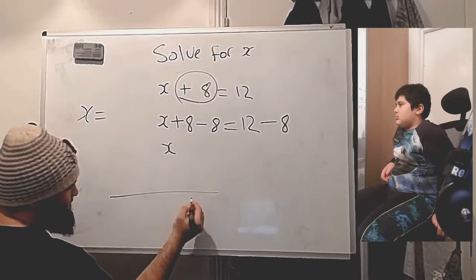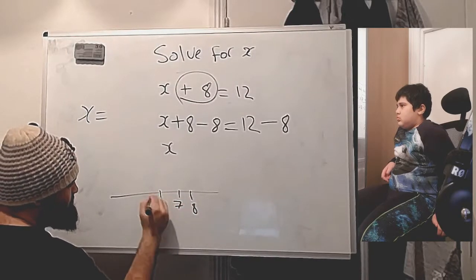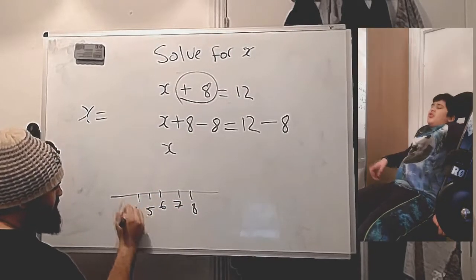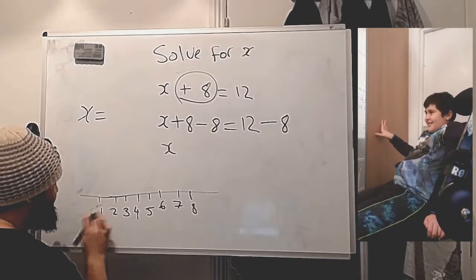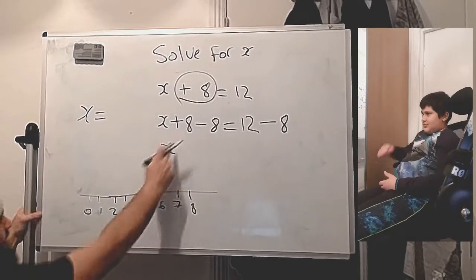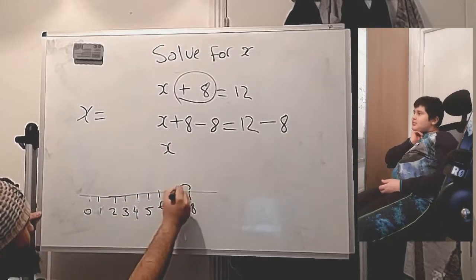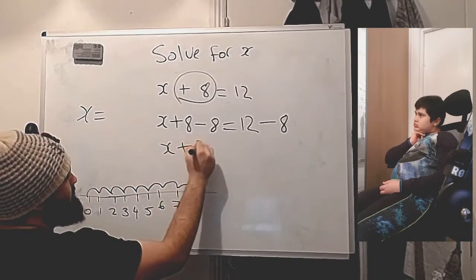So 8 on the number line is where? Here? 7, 6, 5. Number lines are very important in maths. 1 and 0, and there's a minus number line. So we got x plus 8. We're here and we're going minus 8, which is 0. So now we got x plus 0.